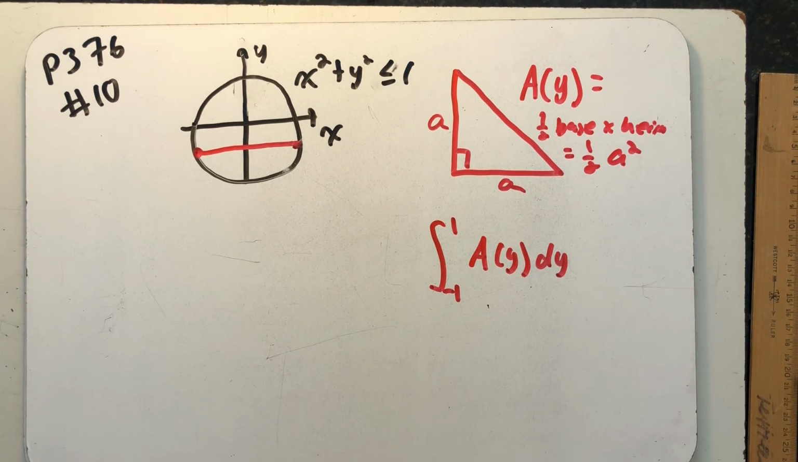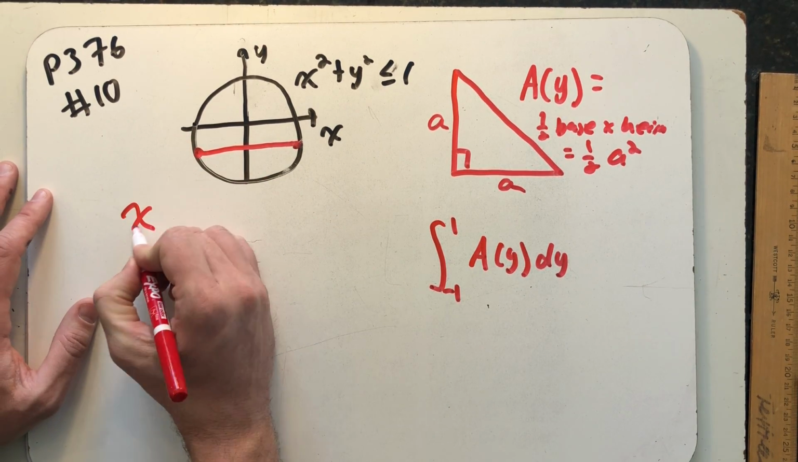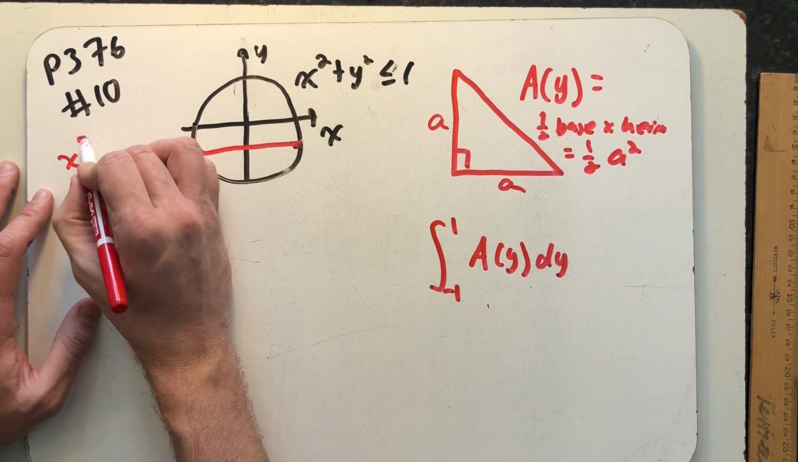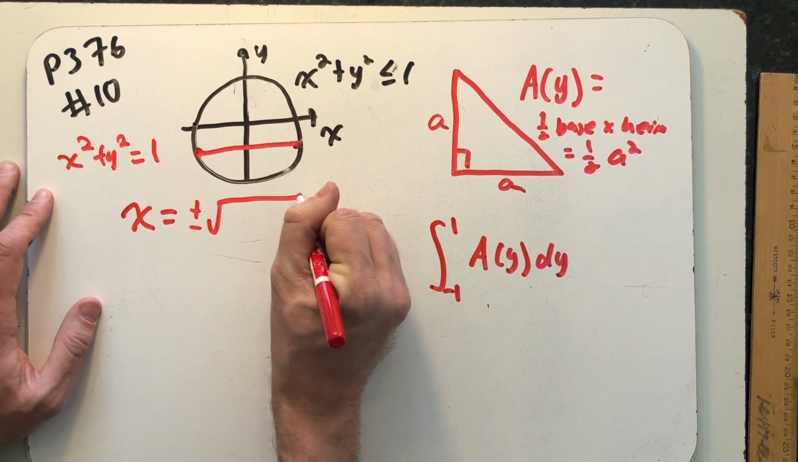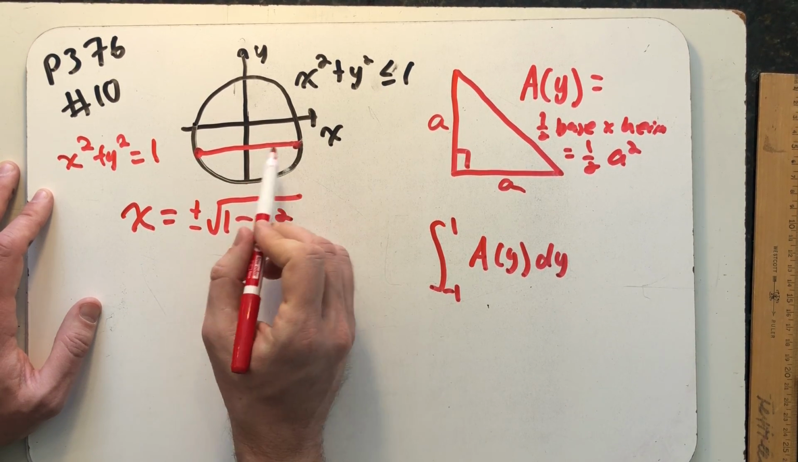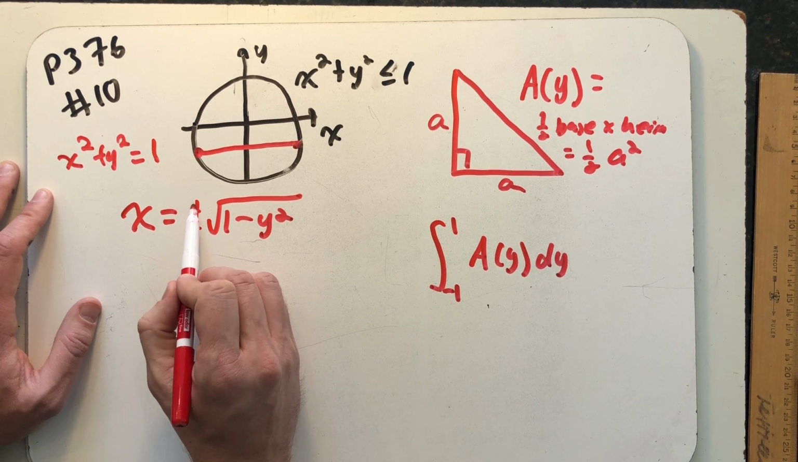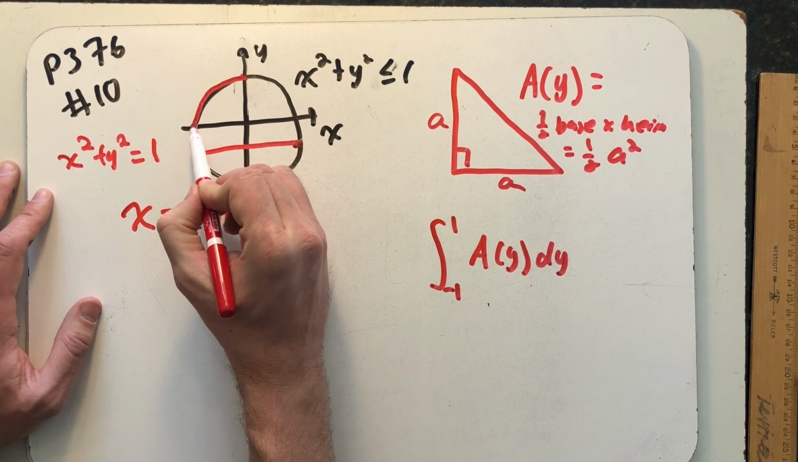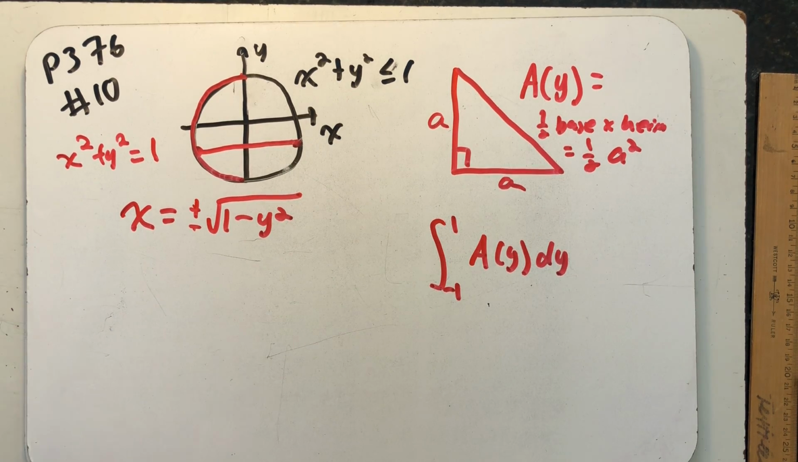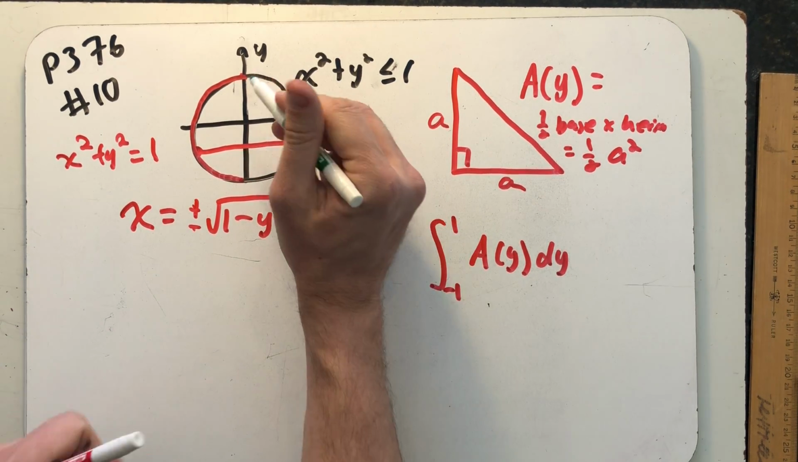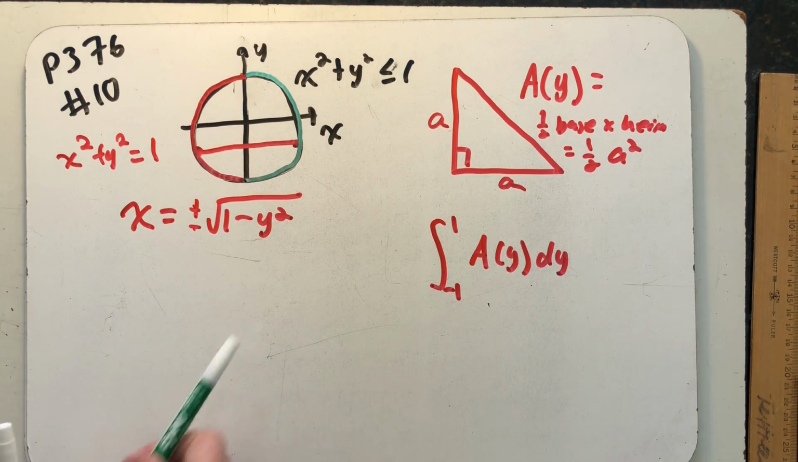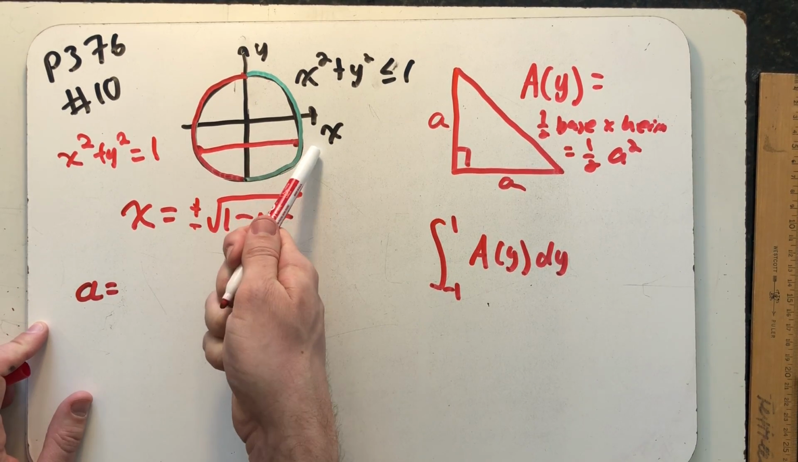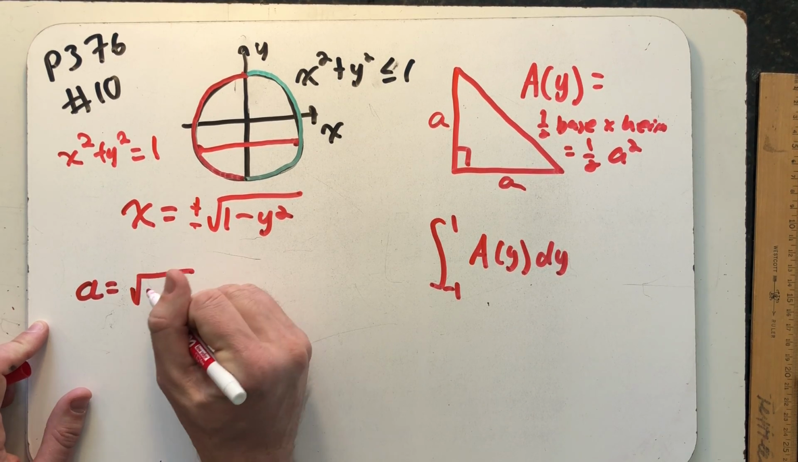Base times height, I need to know this length. If I take my unit circle, x squared plus y squared equals 1, I can solve it for x. I'll get this. And this gives me a left-hand side and a right-hand side formula, right? The minus out front is talking about all of the x's that are negative. The positive out front would be talking about all of the x's that are positive. And my base runs from the left-hand side to the right-hand side. So that distance that I've called a is the right function minus the left function.